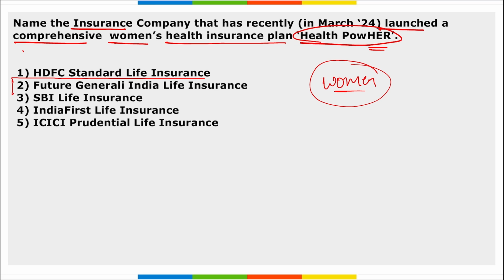It is Future Generali India Life Insurance. Right? They have recently launched a comprehensive women's health insurance plan, that is Health Pow Her. And this is designed specifically targeting the women.